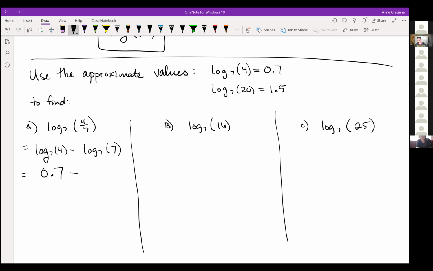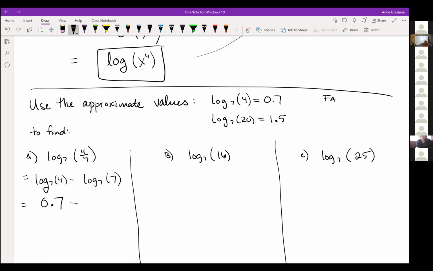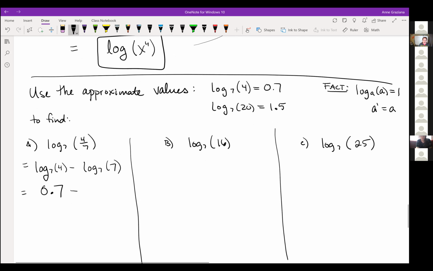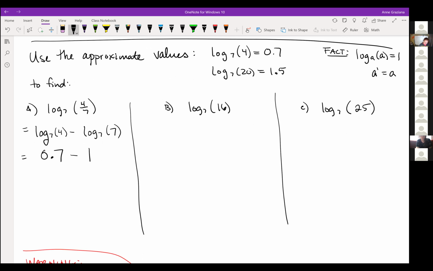Or do I know what it is? Is it 1? It is. Yes. Good, Joanne. Here's a fact: log base A of A is always 1, because a to the first is a. So log base 7 of 7 is just 1. And then when you subtract these, you get something negative, negative 0.3. You will have to do the decimal work on your own. Any questions on that?